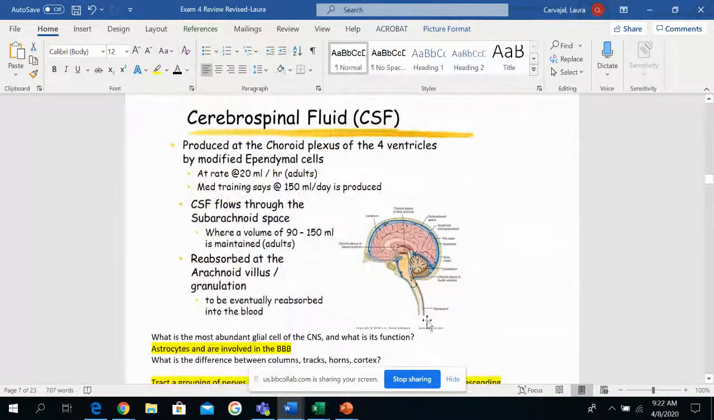That's pretty much it. This little picture gets into it a little bit more in depth. But yeah, ultimately, your ependymal cells produce CSF. They line your four ventricles, and they are part of the choroid plexus.